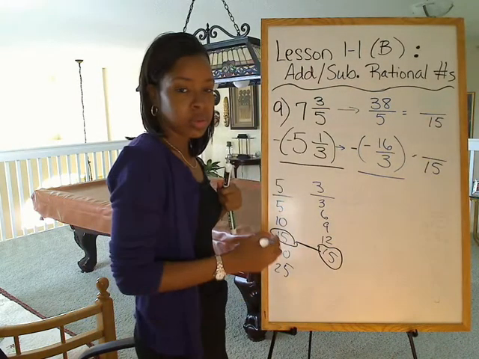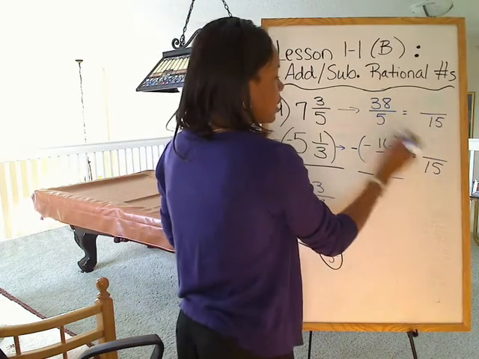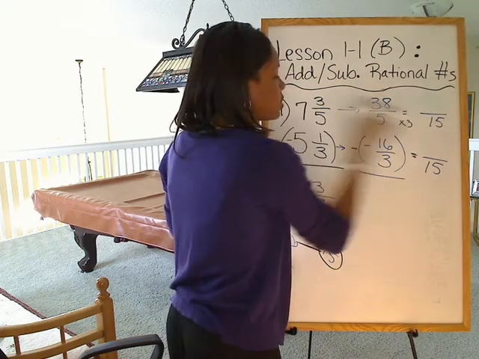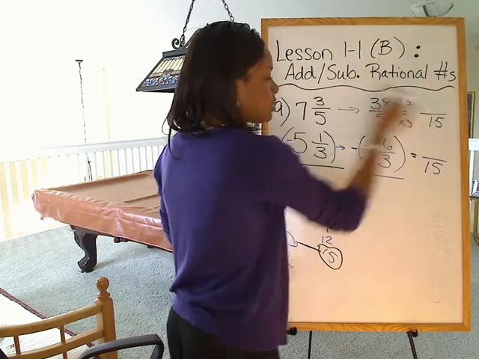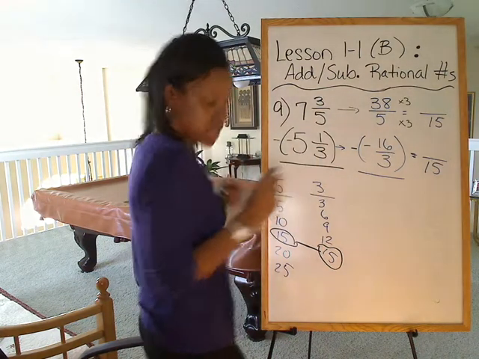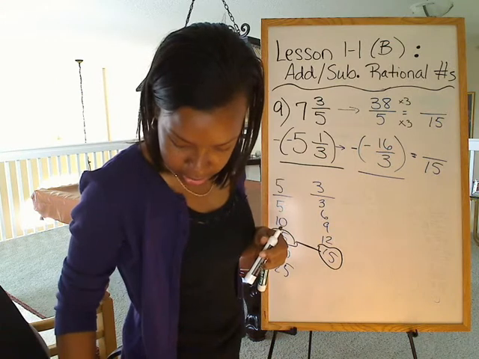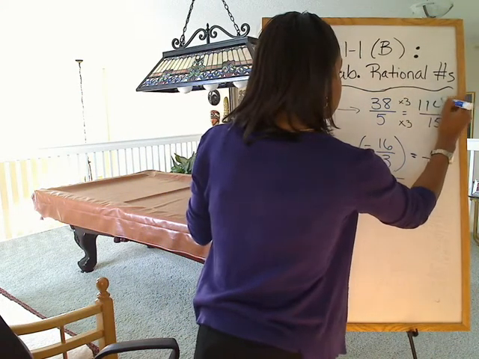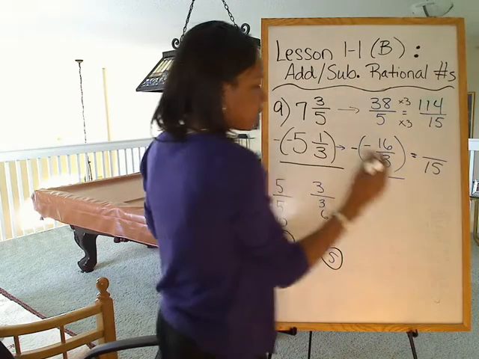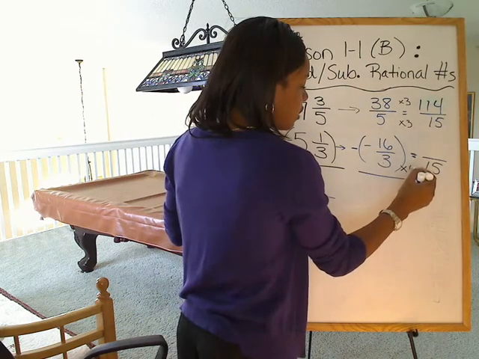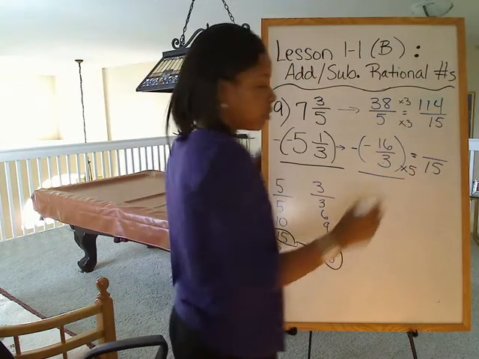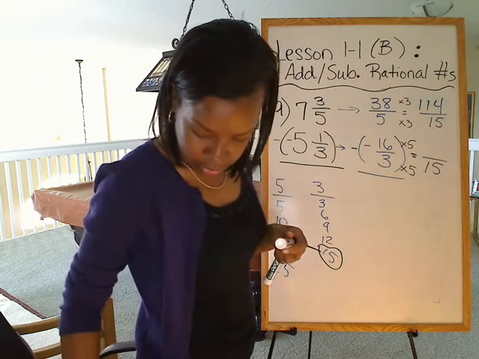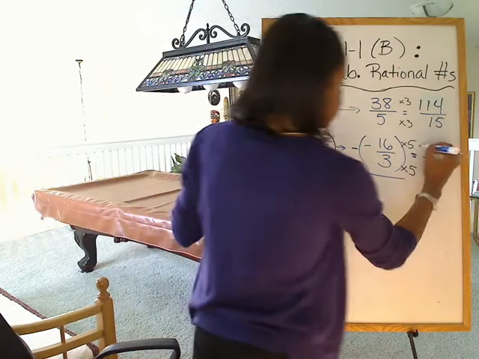So how do I find out what the numerator is going to be? Like I said, these have to equal. So how do you make 5 and 15 equal? You multiply 5 times 3. So let's multiply 38 times 3. And 38 times 3, I have no idea what that is. It's 114. And for the bottom, 3 times 5 gives me 15. So I'm going to multiply negative 16 times 5, and that's going to give me negative 80.